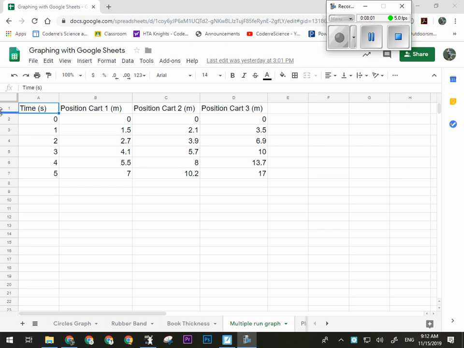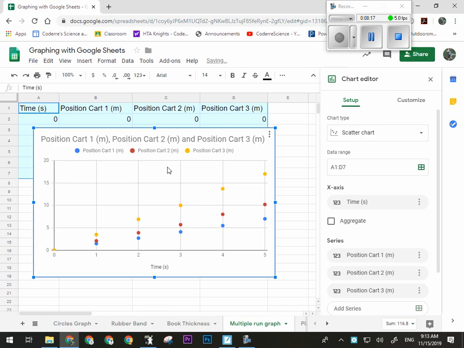So we've got multiple runs here that we need to graph. What we're graphing is the position of a cart, so where the cart is at various points in time. We're just going to highlight all of it and insert our chart, same as before. It actually picked the right thing, so it looks right here. We've got time on the x-axis and position on the y-axis. It didn't title those, so we will need to fix that.